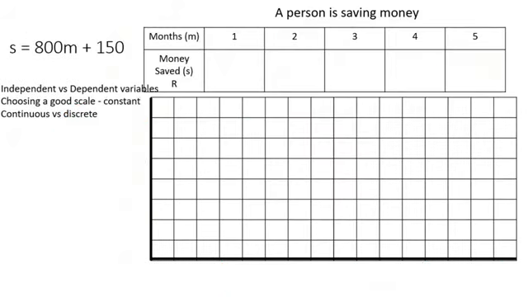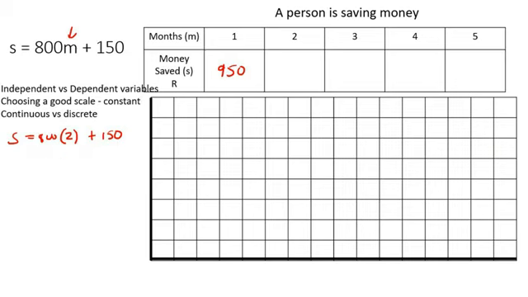Here's our next one. So I think you get the idea now. So in this one, a person is saving money. So there's months, 1 month, 2 months, all the way up to 5 months, and then the money saved, they called that S, and it's measured in rands, can be calculated with this formula. So if the months, which is M, is 1, then you plug a 1 over here, then it'll be 800 times by 1 plus 150, and that's going to give 950 rand.